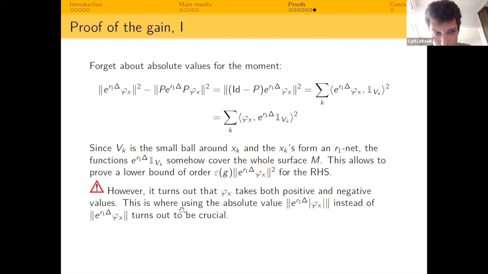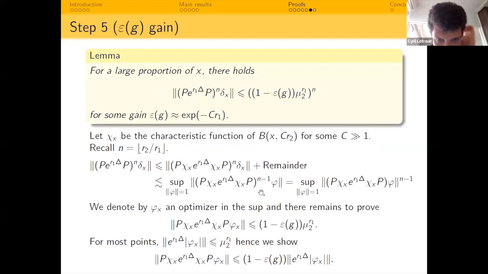However, I lied to you. It turns out that phi x here, of course, you have a square. And so it's good if phi x is positive, because otherwise there could be some cancellations. And it turns out that phi x is not positive. It has both positive and negative values. And why? It's just because phi x is defined as an eigenfunction of this operator. And this operator has no reason to satisfy the Perron-Frobenius theorem, to have a top eigenvalue which is positive everywhere. It's not the case.